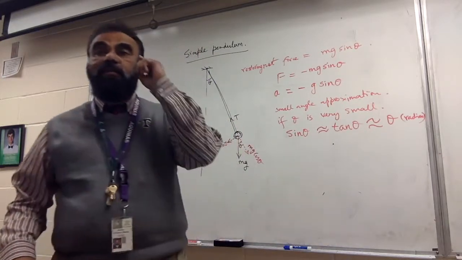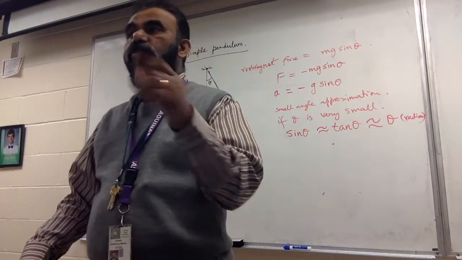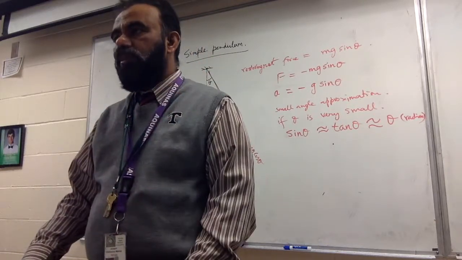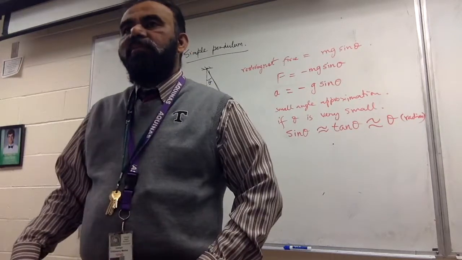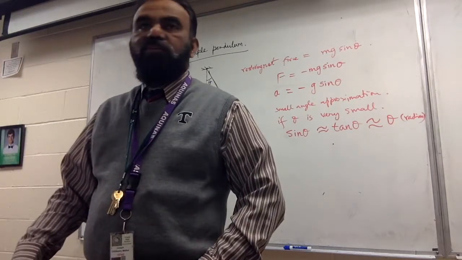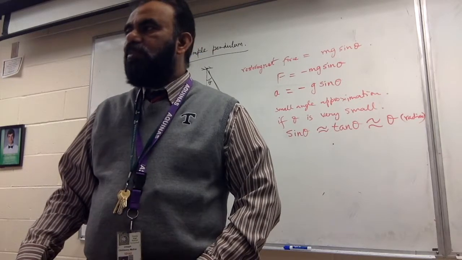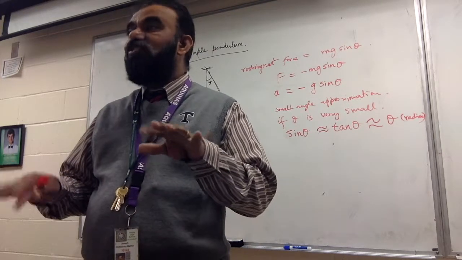So 5 degrees is small enough to be considered a small angle. Do you understand? What about 10 degrees? Sine 10 compared with tan 10. That's also pretty close. But you can see that it's not as close as the other one.